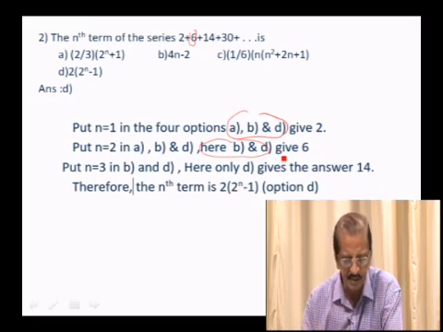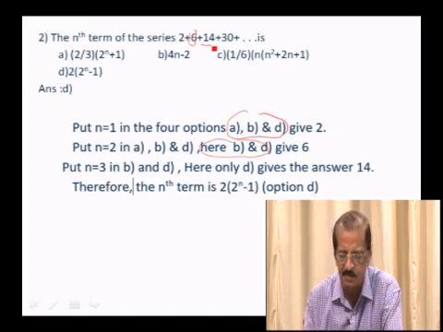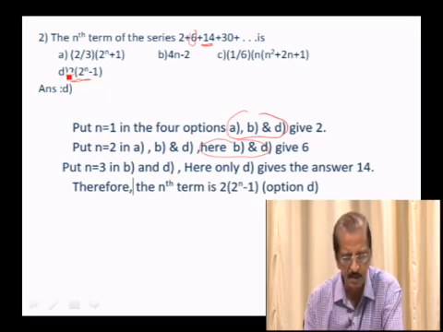Let us go for n equals 3. n equals 3 ಹಾಕಿದಾಗ 4 ಆಪ್ಷನ್ನಲ್ಲಿ ಆ B and D ನಲ್ಲಿ ಮಾತ್ರ ಹಾಕಿ ಸಾಕು. ಇಲ್ಲ ಯಾಕೆಂದರೆ B and D ಇದೆ, ಆಗಲೇ A and C ಎಲಿಮಿನೇಟ್ ಆಗಿದೆ. B and D ನಲ್ಲಿ ಹಾಕಿದರೆ D ನಲ್ಲಿ ಮಾತ್ರ ನಮಗೆ 14 ಬರುತ್ತೆ. The third term is 14. So when you put n is equal to 3 here, it is 2 into 2 cube minus 1, that is 2 into 8 minus 1, that is 14. So option D is the correct answer.